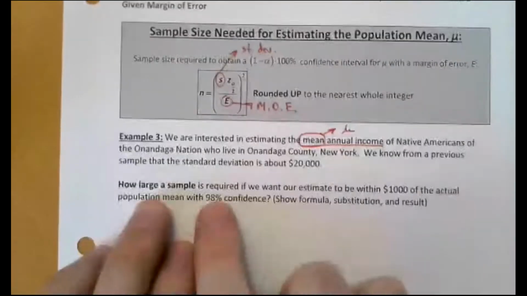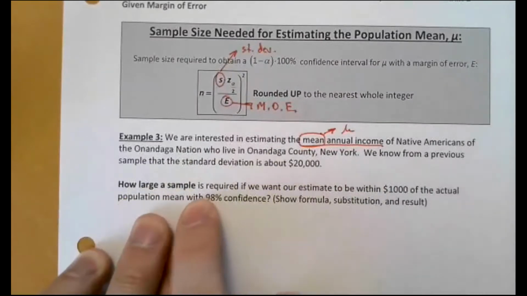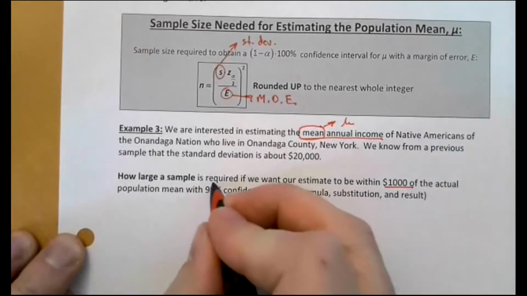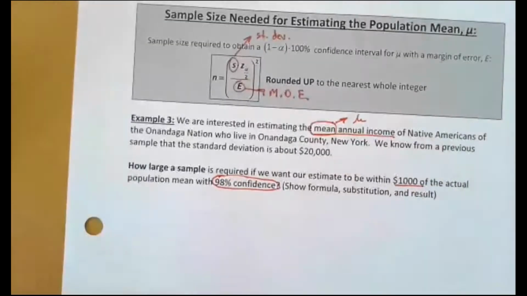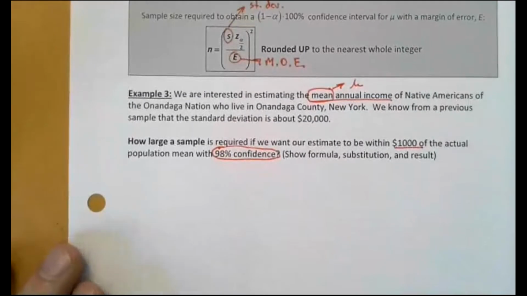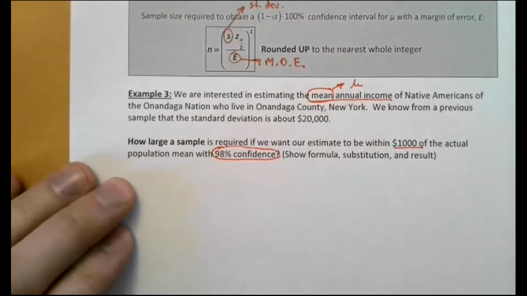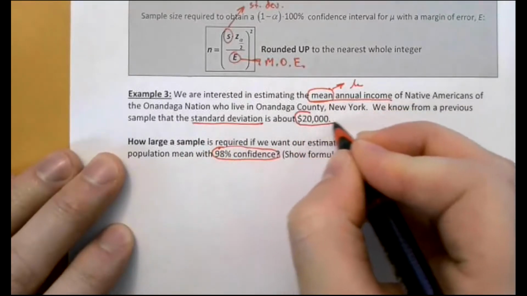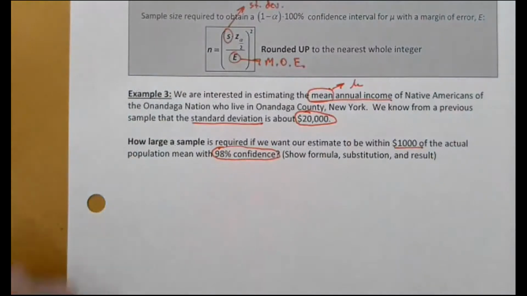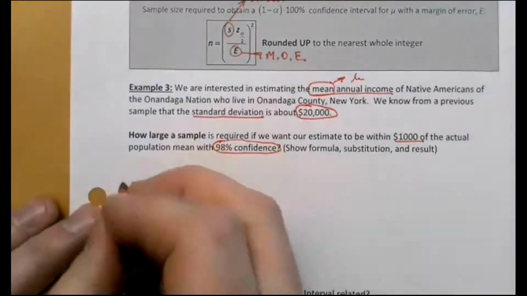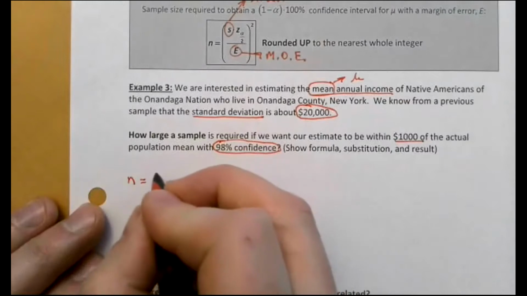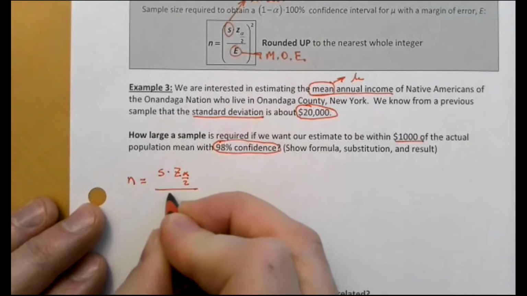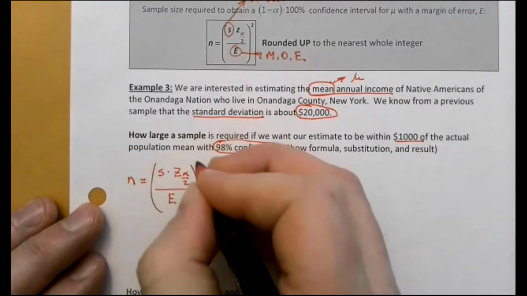Okay, so yeah, here we go. How large is the sample required if we want our estimate to be within $1,000? And here's that confidence level, 98% confidence level. Notice up above, we were told that the standard deviation of their incomes from a previous sample was 20,000. So we're going to write down this. That's the formula.